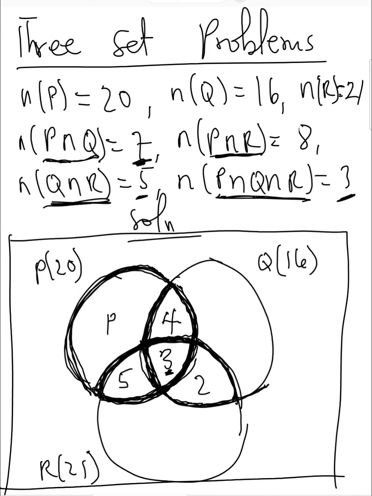Okay, in the same way, because this whole circle is Q, and we don't know this part, this part is what we call the Q only. We will also represent it by small q. And in the same way, the r only, I will use small r. You can use any of the variables which you prefer.